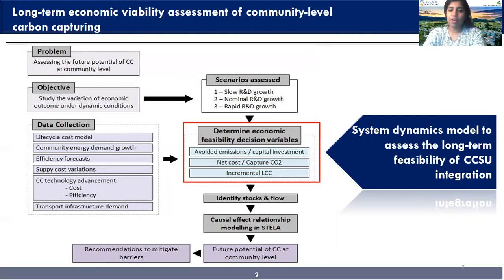The system dynamics model simulates three economic viability decision variables. They are avoided emissions per capital investment, net costs per captured carbon dioxide, and finally, the incremental life cycle costs. The model development followed the general steps in developing a system dynamics model, where stocks and flows are first identified and then causal effect relationships are established.